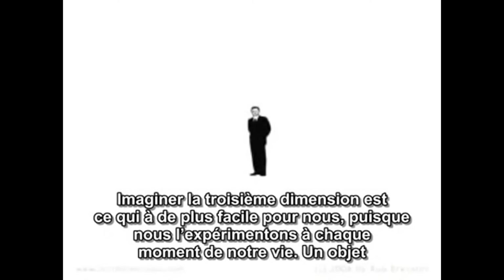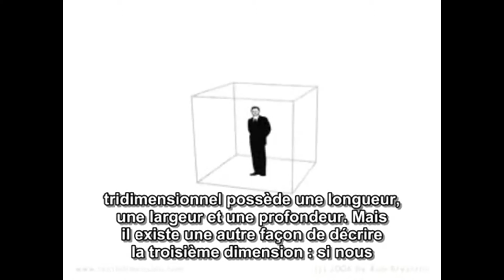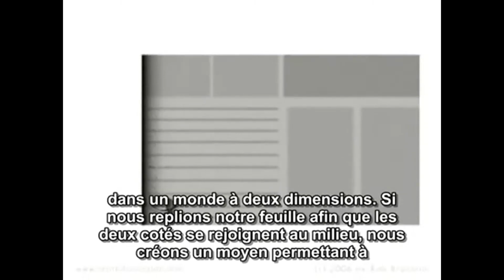Imagining the third dimension is the easiest for us because every moment of our lives, that's what we're in. A 3-dimensional object has length, width, and height. But here's another way to describe the third dimension. If we imagine an ant walking across a newspaper which is lying on a table, we can pretend that the ant is a flatlander, walking along on a flat 2-dimensional newspaper world.